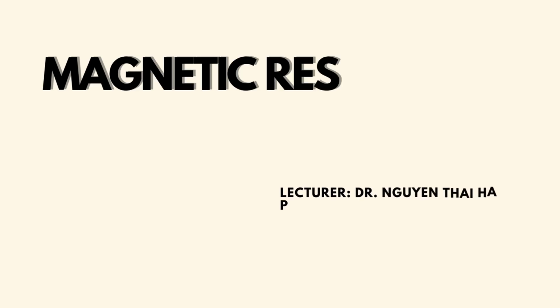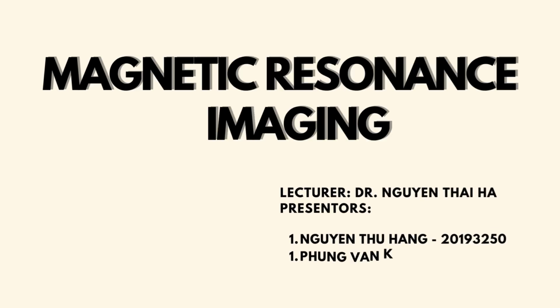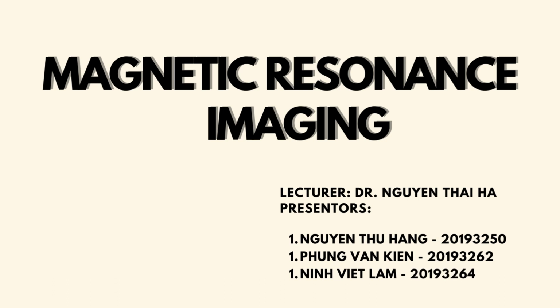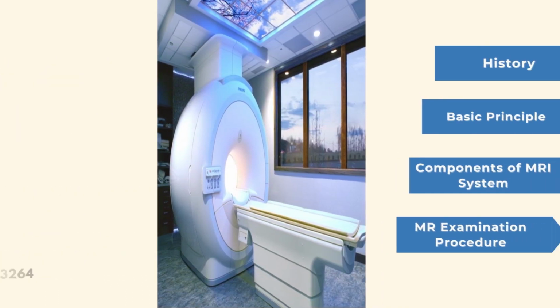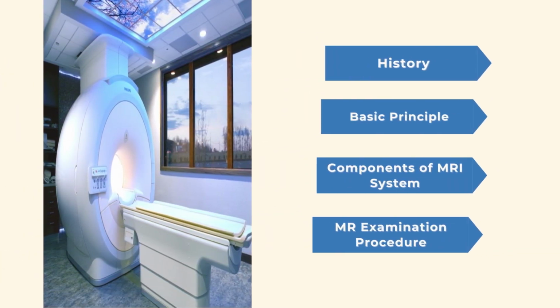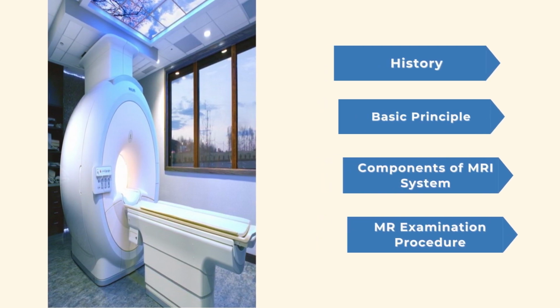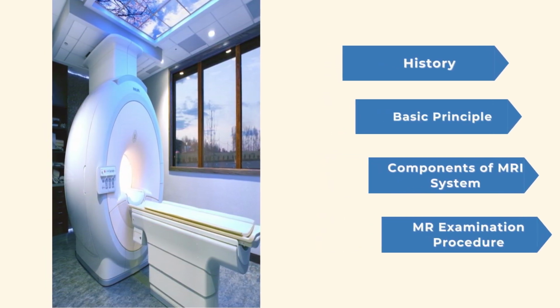Magnetic resonance imaging is a method of creating images of internal organs in the human body accurately and without danger to the patient. Our presentation will be divided into 4 parts as shown in the figure. First, we start with the history and the development of MRI.